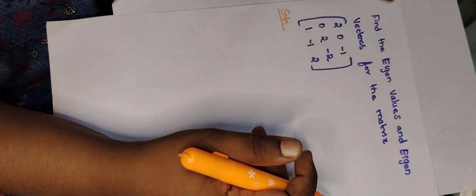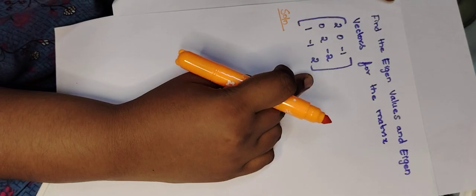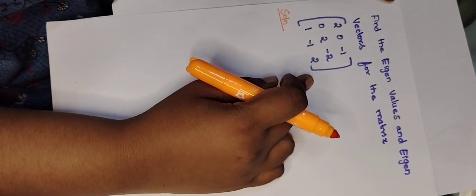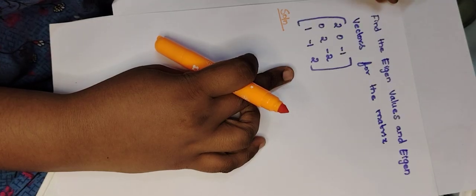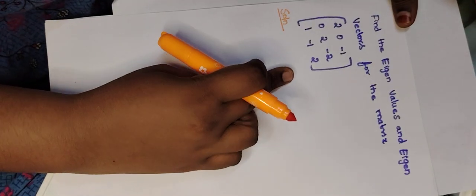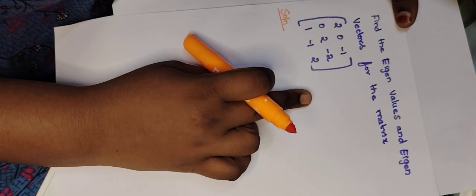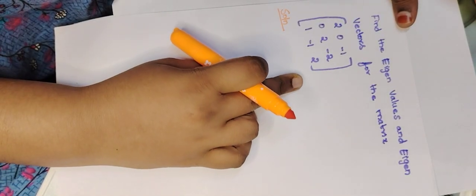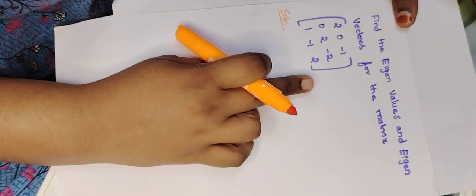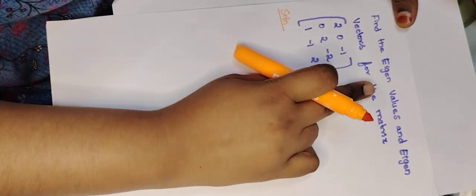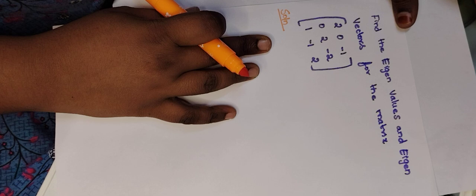Hello students, today in this video we'll solve a problem on matrix. That is, we are going to find the eigenvalue and eigenvector for the given matrix here. As you can see, the given matrix is a 3 cross 3 matrix, which means we have 3 rows and 3 columns. Since it is a 3 cross 3 matrix, we'll have 3 eigenvalues and 3 eigenvectors. So let us solve the given problem.